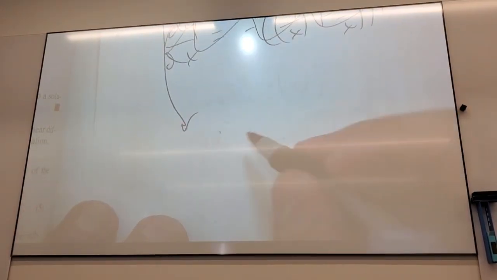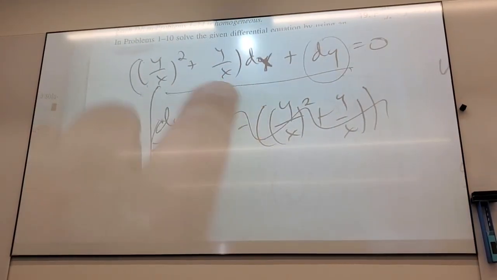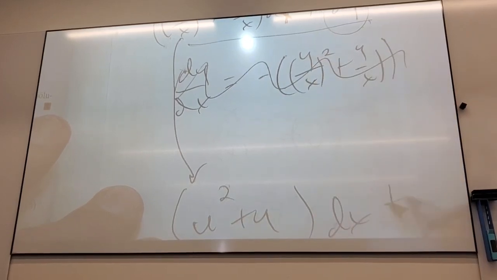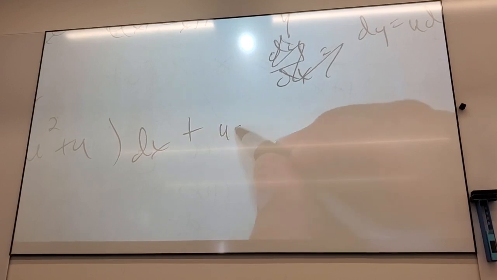So what does this become? This piece, u squared plus, you did u squared plus u dx plus dy. What was dy? u dx plus x du. I love it.